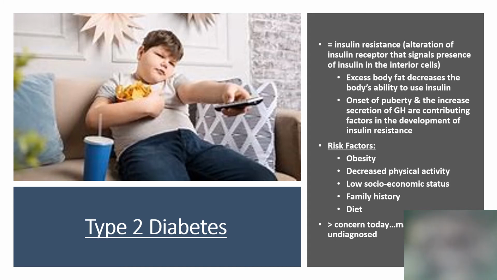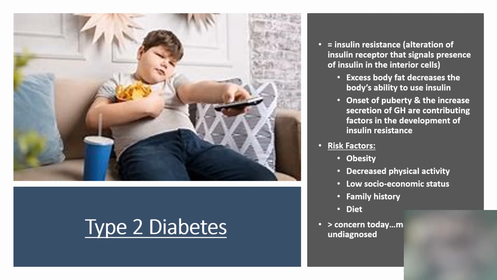Type 2 diabetes is something that we're seeing more and more in young children, and especially in areas where all of us are working currently or doing our community homes. Type 2 diabetes is associated with obesity. And of course, we know there is an obesity epidemic in this country. It is the insulin resistance or the alteration of insulin receptors in the body. Excess body fat will decrease the body's ability to use insulin.